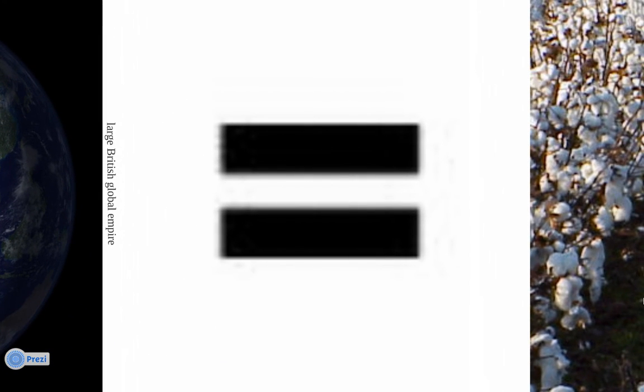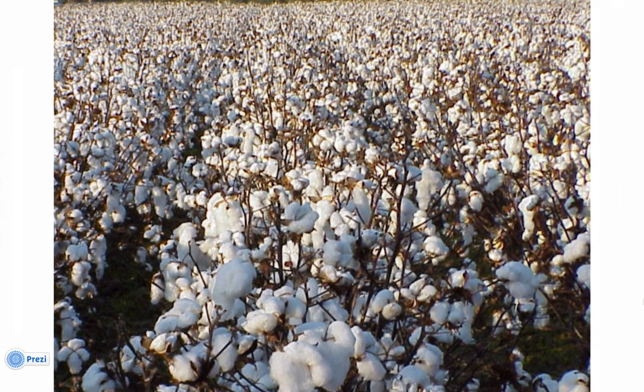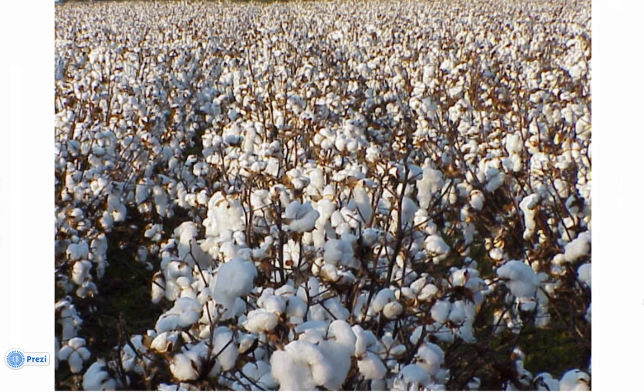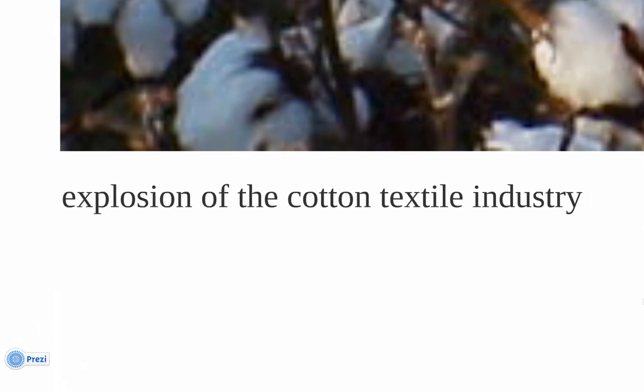So you take the economic climate in Britain, you take the agricultural boom, and you take the large British global empire, and what results is cotton. This is a picture of cotton growing on cotton bushes. Absolute explosion of the cotton textile industry. They were growing cotton like crazy in the British Empire, in the American South, in the Caribbean, and in India. And people loved cotton. And the reason they love cotton is because cotton is so comfortable.